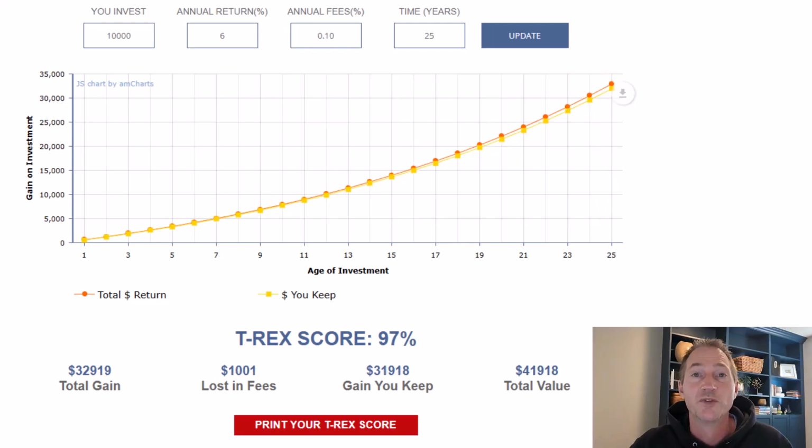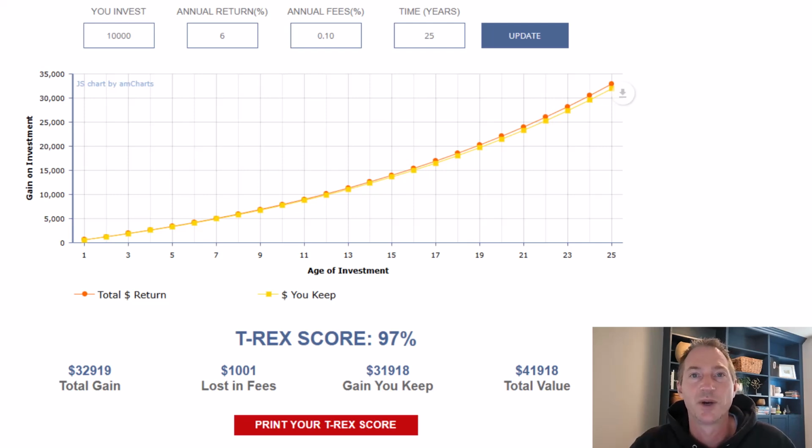I invested long before these asset allocation ETFs came into fruition, and so I created my own portfolio, and it is cheaper to do that. It just takes some more work, and my portfolio cost me about 0.1%, and so you can see that my T-Rex score would be about 97%. So really, my fees are about $1,000 over 25 years instead of $2,000 over 25 years. It cuts the fees in half, but that $1,000 is fairly insignificant. So I always highly recommend people just start with that asset allocation ETF.